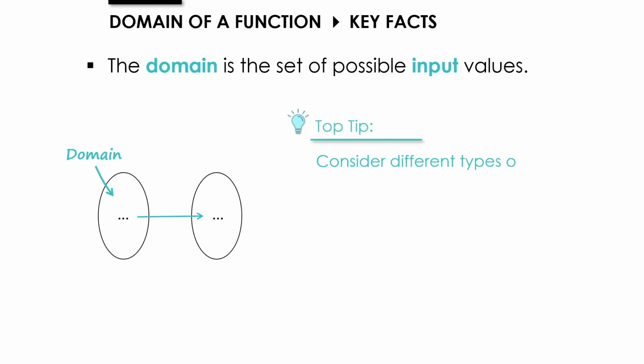It's often useful to consider the different types of input that the function can take. So, can the function take positive values? Can it take negative values? Often it's worth considering if the function can take 0. Now these aren't the only ways of approaching it, but it is quite a helpful starting point.